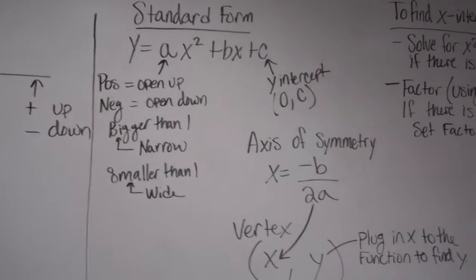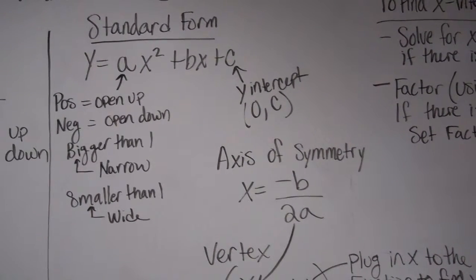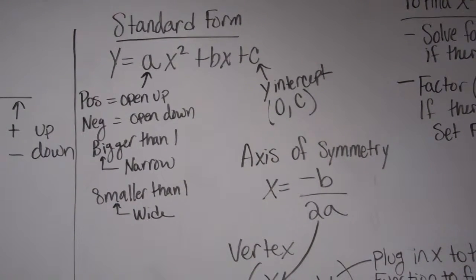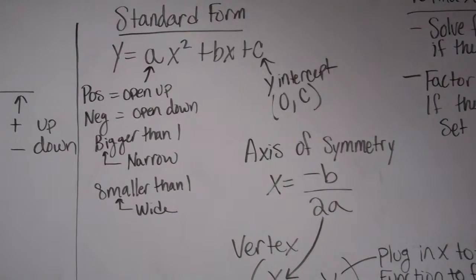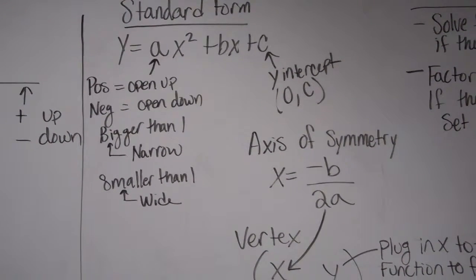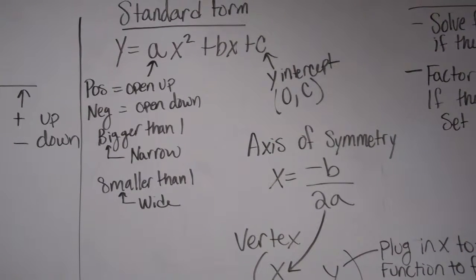Next, we have a parabola in standard form. This is just another version of writing the same equation. When we talk about standard form, the a is the same. If it's positive, it opens up, and if it's negative, it opens down. If it's bigger than 1, it's narrow, and if it's smaller than 1, it's wide. The y-intercept is 0, c, the last number listed there without an x on it.